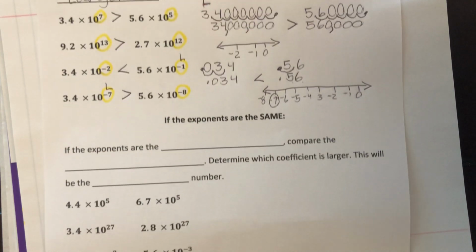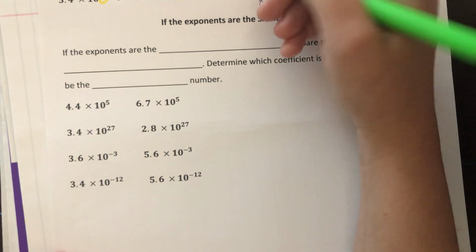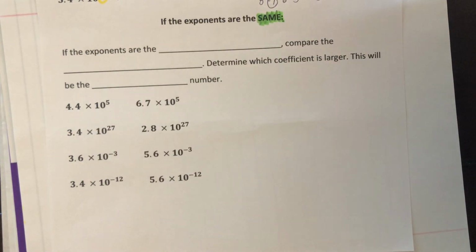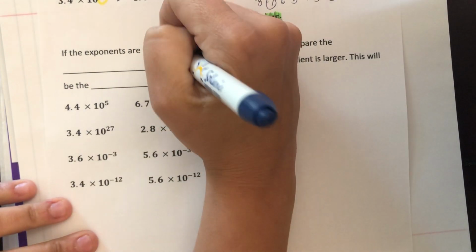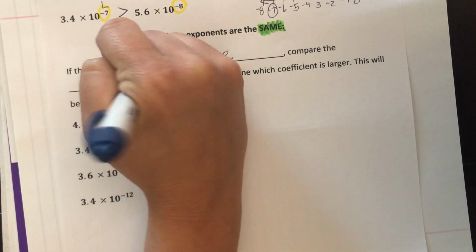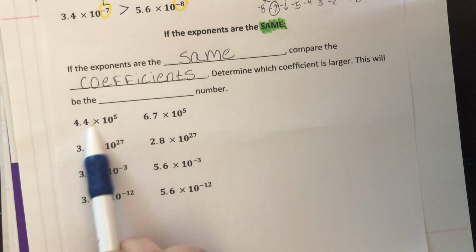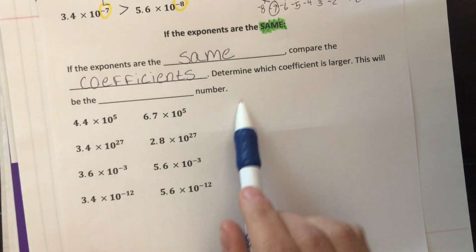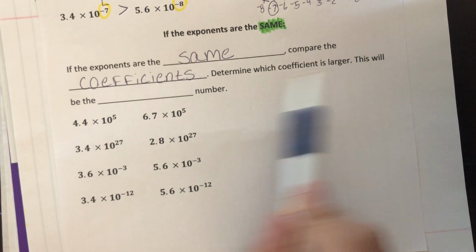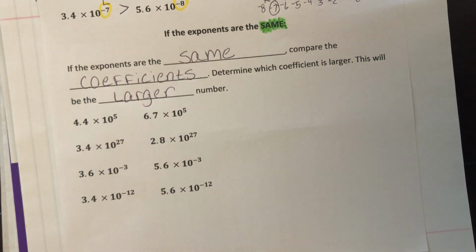Okay, now let's look at some examples when the exponents are the same. So this time we're looking when the exponents are the same. If the exponents are the same, now we're going to compare the coefficients. Remember that coefficient is our decimal, the first number here. Determine which coefficient is larger. This will be the larger number.